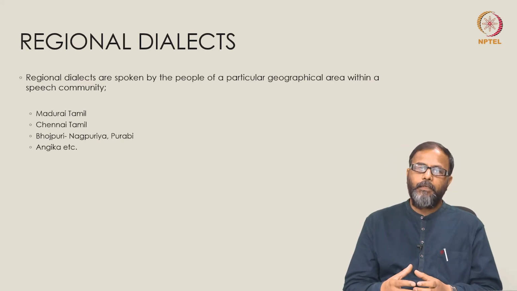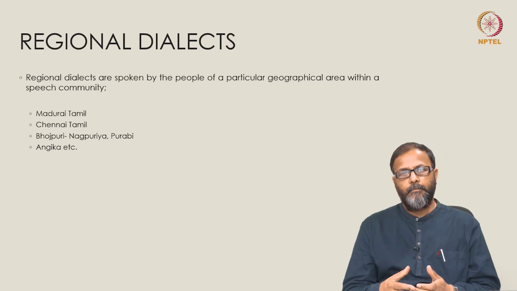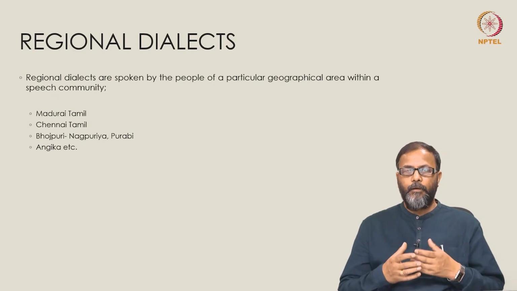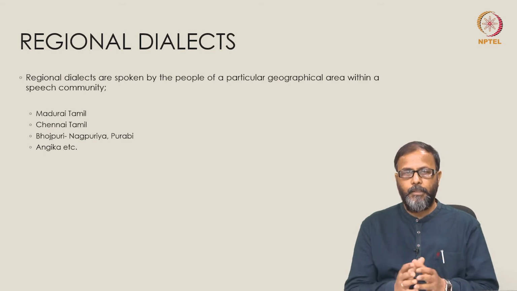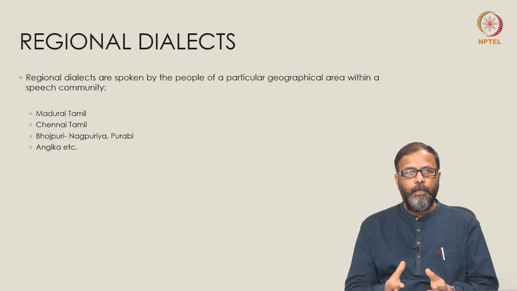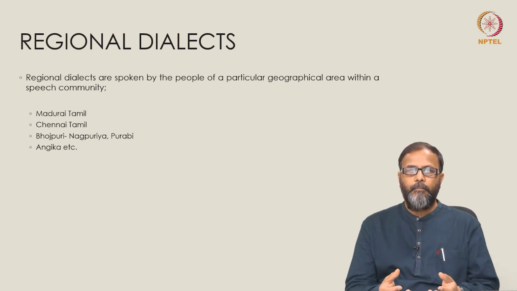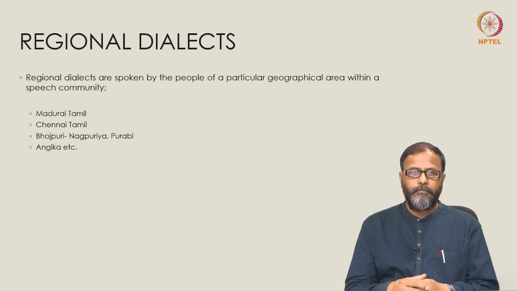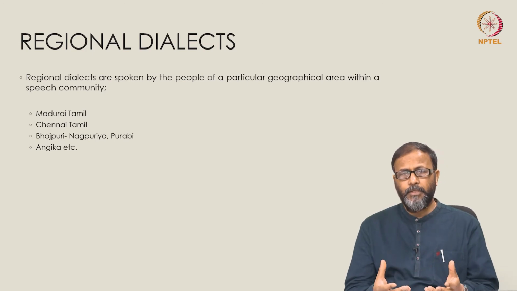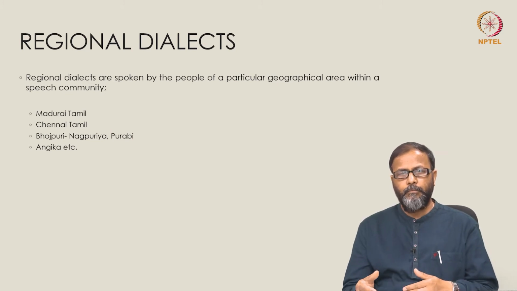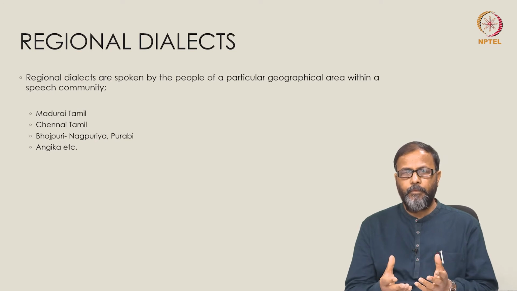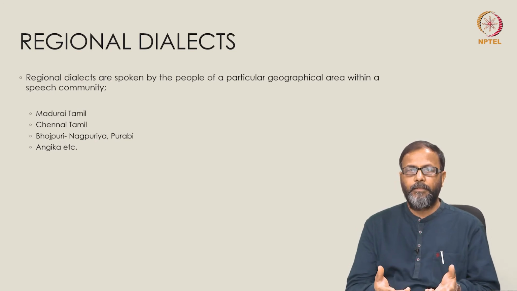Now, regional dialects, as the name suggests, are spoken by people of a particular region or geographical space. So, you can have something like Tamil as a language that has multiple varieties. Madurai Tamil has little variation, and Chennai Tamil, for that matter, right? Punjabi in Chandigarh and Punjabi in the remote part of Punjab are different, but both are the language Punjabi with dialectal variations.